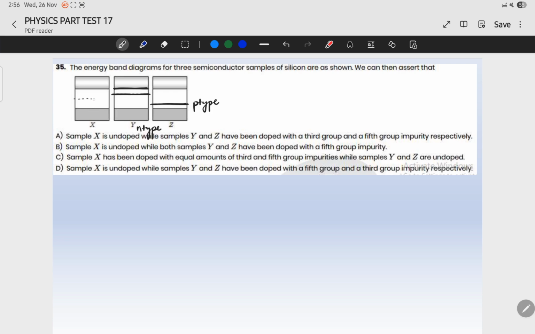I'm sorry, here the Fermi level will be just in the middle. So this is n-type, this is p-type. N-type means the fifth group. So Y should be fifth group, which is the correct option. X is undoped. Yes, this is the correct option. N-type, this is p-type.